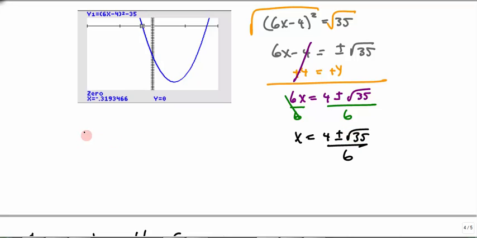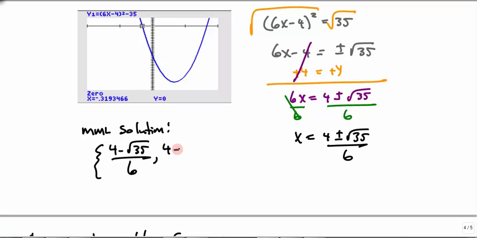So my math lab, you don't have the plus or minus key, so you would have 4 minus the square root of 35 over 6 is one solution, and 4 plus the square root of 35 over 6 for your other solution. Now also, we already knew one of these solutions was a negative 3.193466. Let's go ahead and check this one on the left on our calculators.